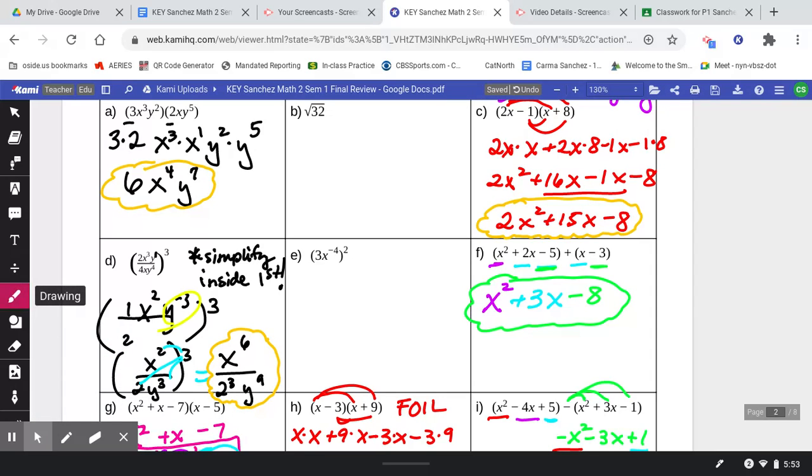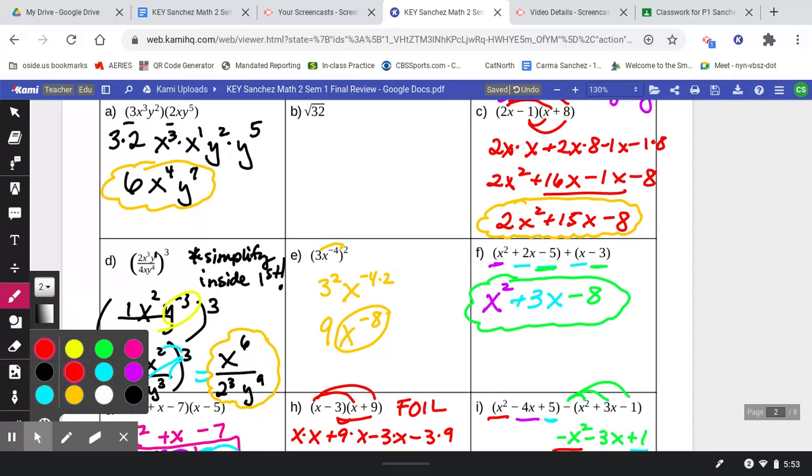Okay, this one over here is also showering the power, where 3 gets a power of 2, and x to the negative 4 gets a power of 2. 3 squared can be simplified to 9. This gets simplified to negative 8 when I multiply. Remember that anything with a negative exponent wants to move down if it starts in the numerator. So final answer becomes 9 over x to the 8th. How'd you do?